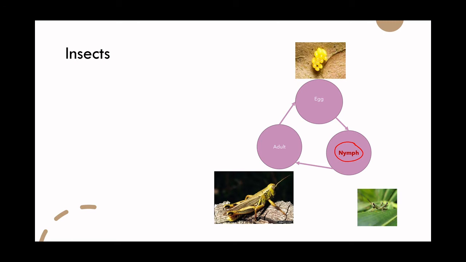Another main difference between the young and adult is that usually the nymph doesn't have wings, the adult has wings. So that's another main difference. Same with the cockroach. The nymph doesn't have wings, the adult has wings.